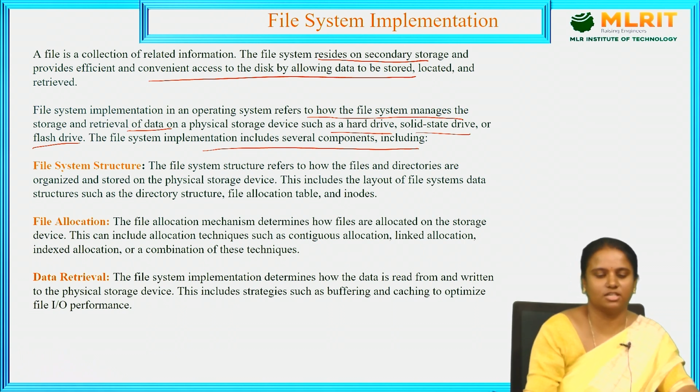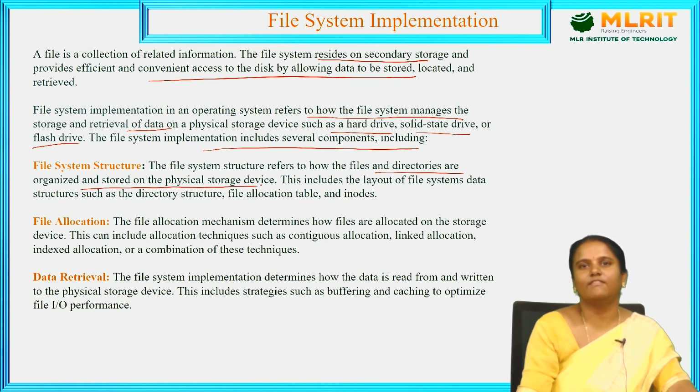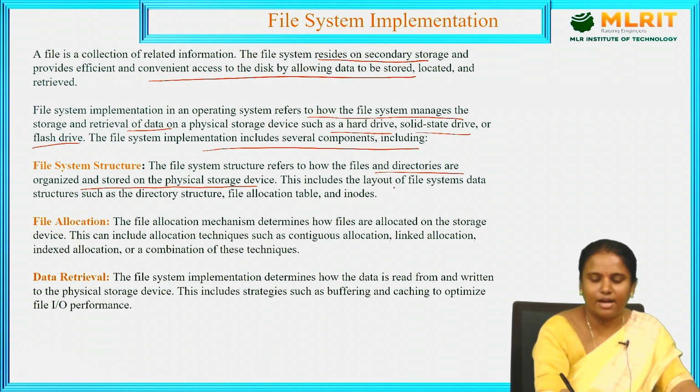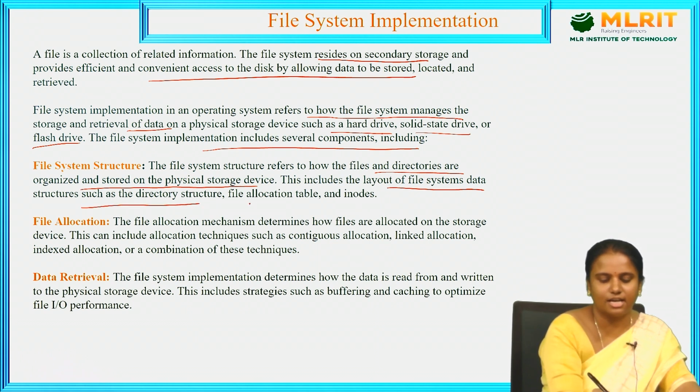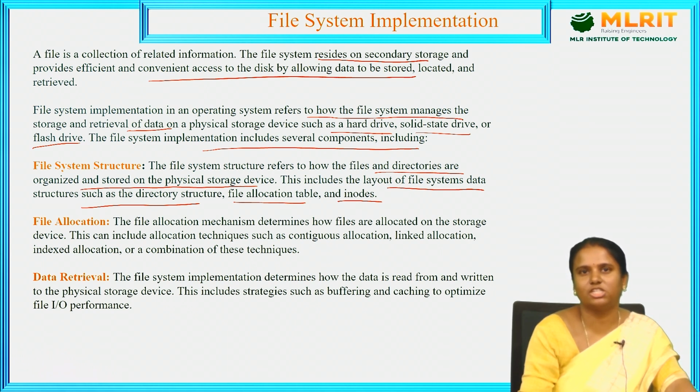File system structure refers to how the files and directories are organized and stored on the physical storage device. So whatever directories and files you want to store are on a physical storage device. This includes the layout of file system data structures such as directory structure, file allocation table and inodes. In previous sessions, we have seen directory structures, file allocation table and inodes. Directory structures are single level, two level, tree structure, acyclic and general graph. A file allocation table is based on the start of files and the length of each file, where you want to map it. Whereas an inode may be single level, two level and three level. These are the three different structures we have seen in the previous sessions.